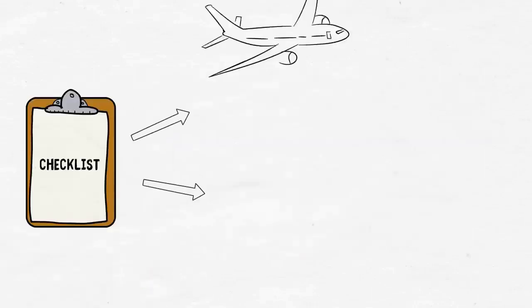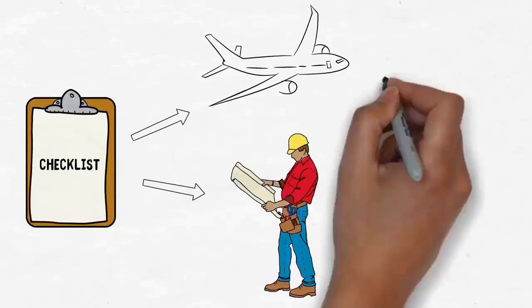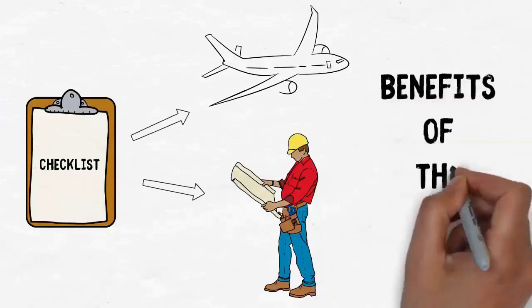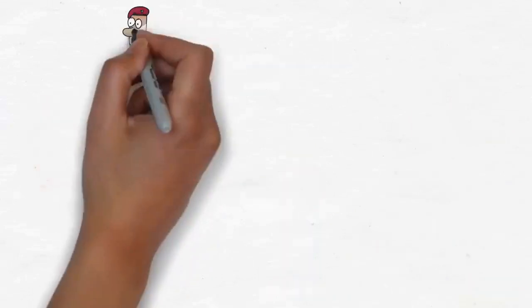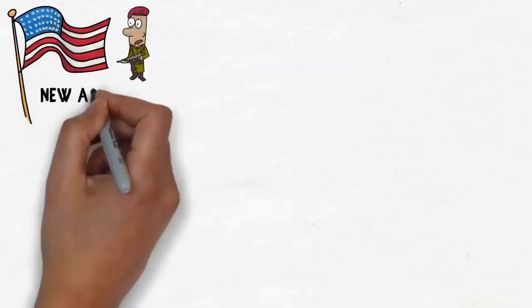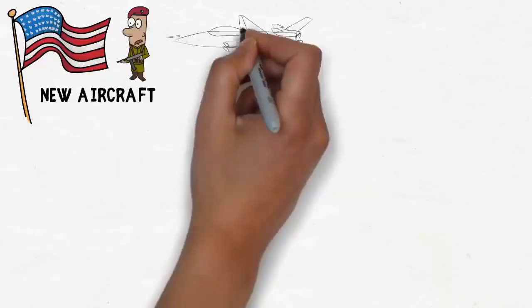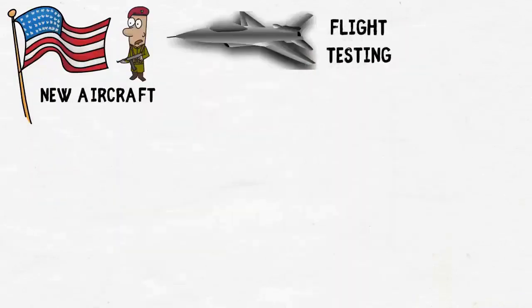Because the aviation and building construction industries, which use checklists, have proven how beneficial it is to create checklists. Let's understand this with an example. In 1935, the US Air Force called out airplane manufacturers for flight testing of their new aircraft.